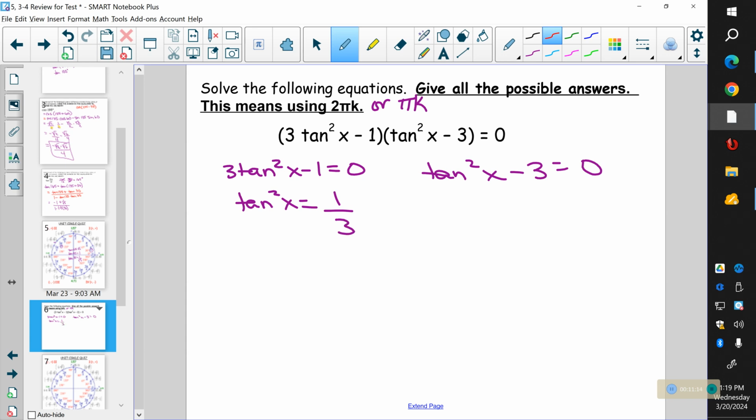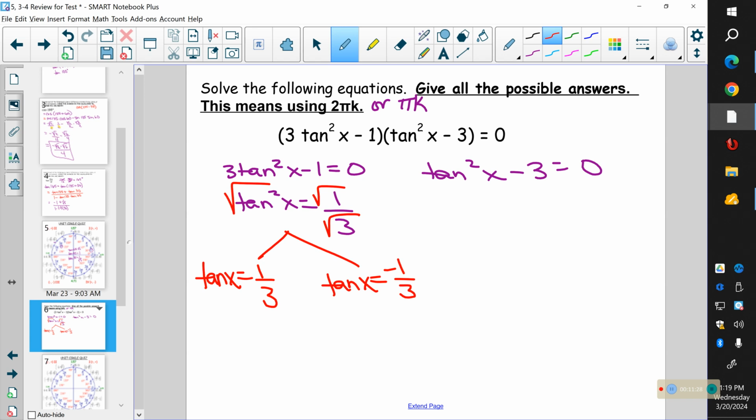How do I get rid of the power? Take the square root. When you take the square root, you automatically are going to get the tangent of x is equal to the square root of 1/3, and the tangent of x is equal to negative the square root of 1/3. Do you see that? Plus or minus? Do we see that? Yeah? Okay, so I need to find on the unit circle where I have a positive tangent and a negative tangent of square root of 1/3. Yes? Square root. My bad. Square root. Yes? Do we see that? Okay?